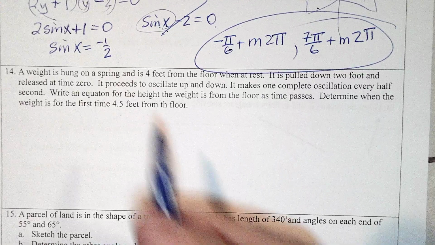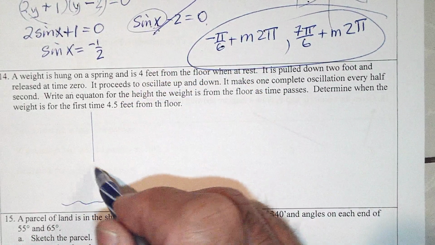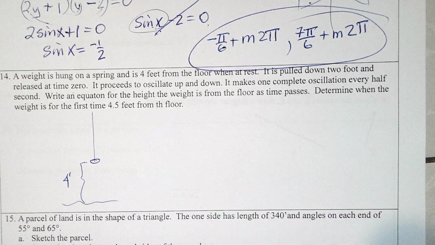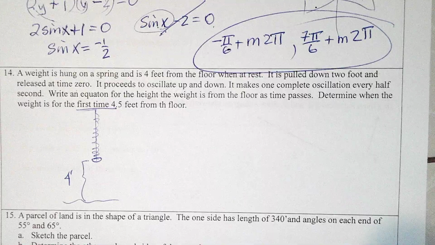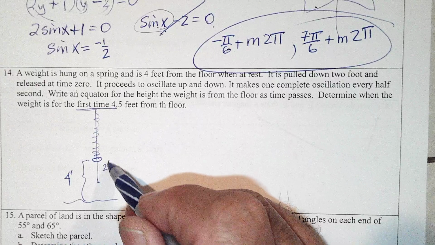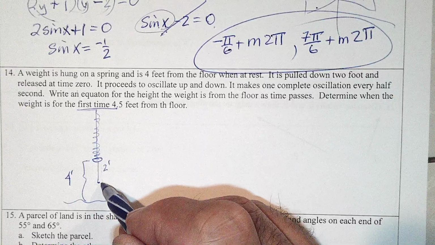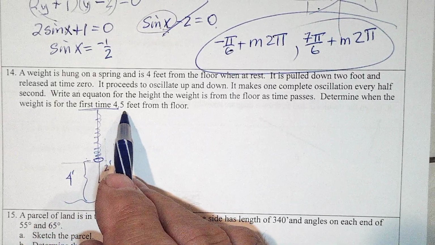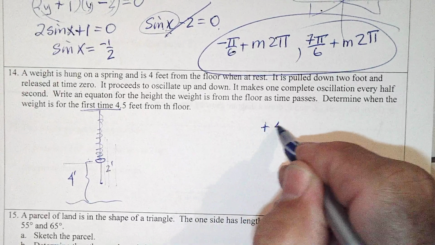Okay, a weight is hung on a spring 4 feet from the floor. So the floor, this is 4 feet. And this is the spring. It is pulled down 2 feet and released at time 0. So it's going to go up and down and up and down and up and down, centered around 4 feet from the floor. So it's going to have a midline of plus 4.